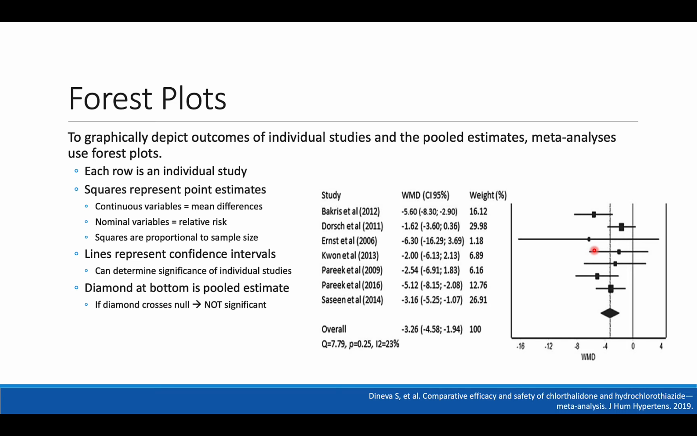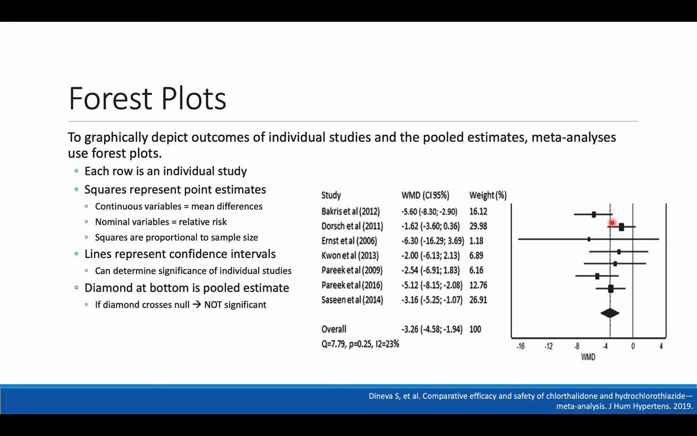So the lines that also bisect the squares, those are the 95% confidence intervals. And so you can see here, for instance, for the Backrus study, that the mean difference is negative 5.6, and that's where the square is at. And then the 95% confidence interval went all the way from negative 8.3 to negative 2.9. So not only can I tell the results of the first study, I can also tell that it's statistically significant.